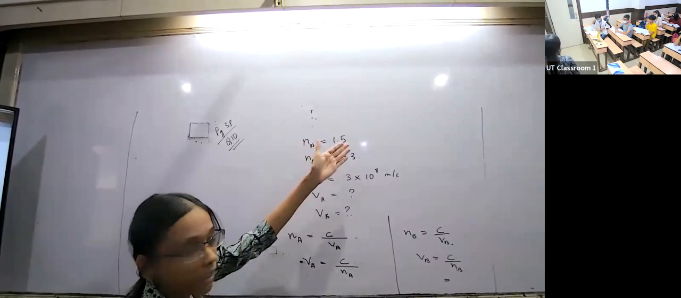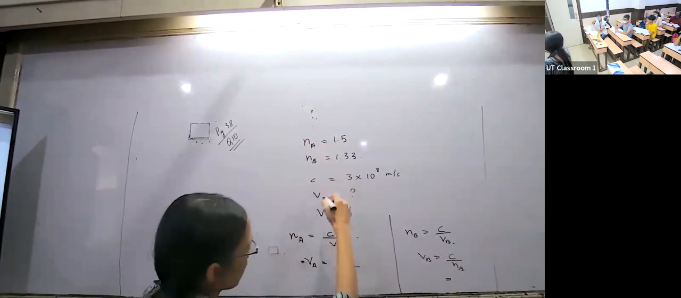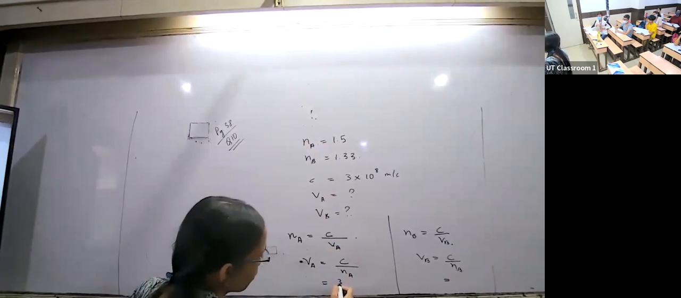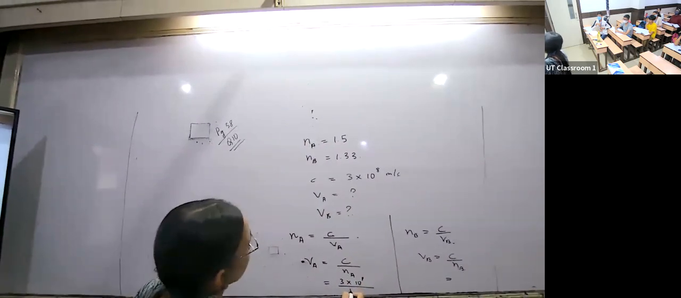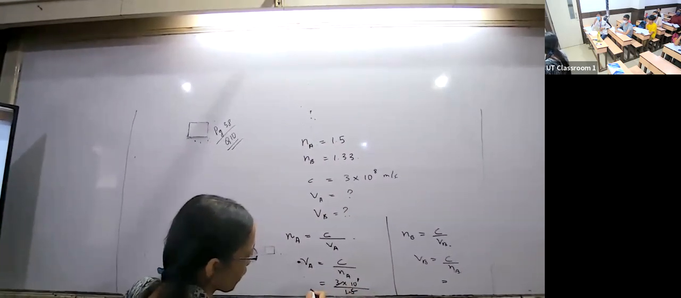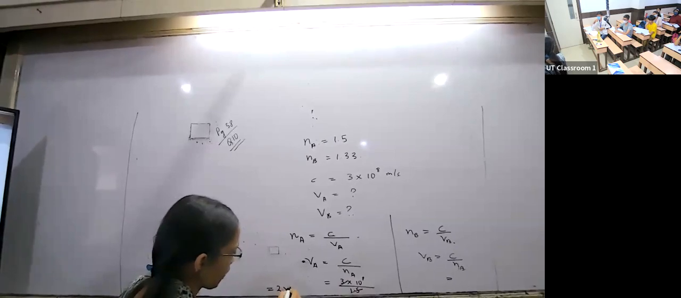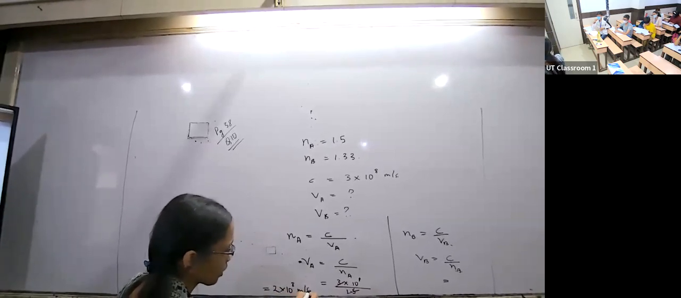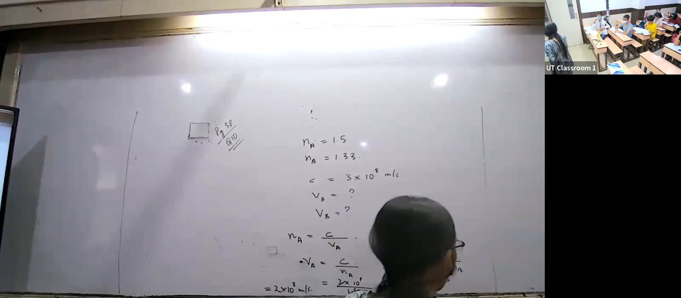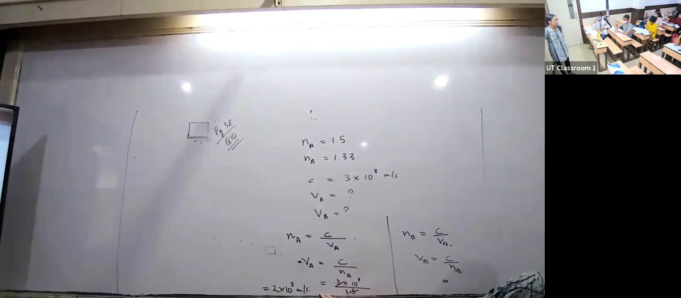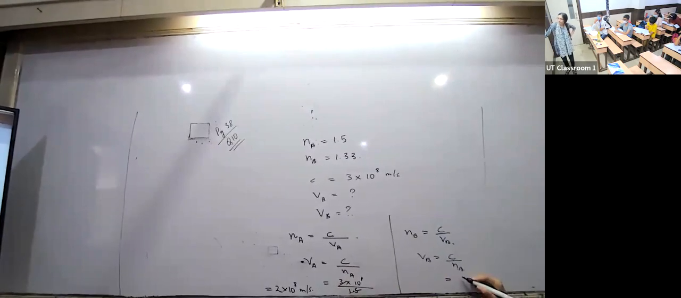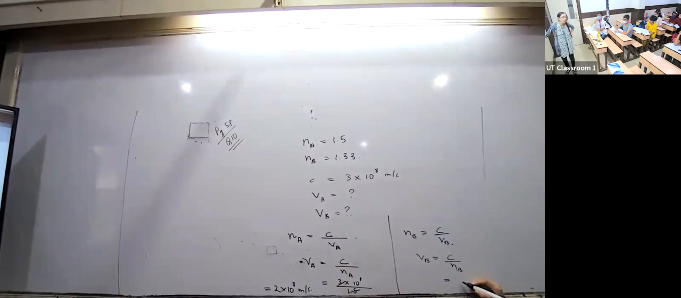So, I think in this case they are making it very easy for you. 3 into 10 to the power 8 upon NA, क्या है हमारा 1.5. So ये हमारा 2 हो जाएगा. 2 into 10 to the power 8 meter per second. And here you have to solve it properly. But is there any option which has only 2? There are two options. The first option has 1.33, and since the refractive index is higher, it can't be. It cannot be 1.33. All right.